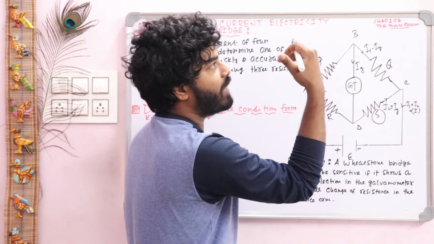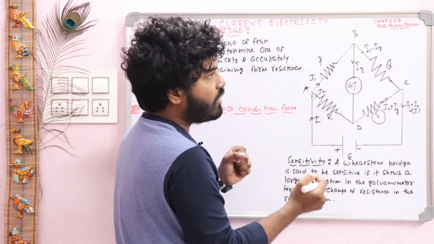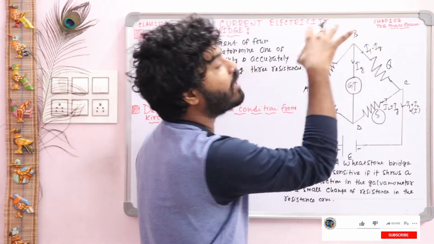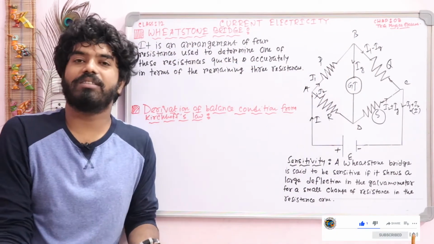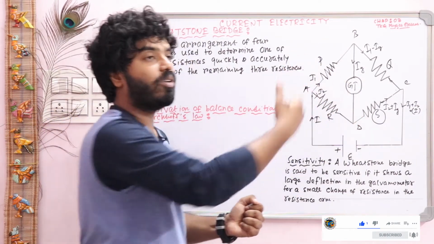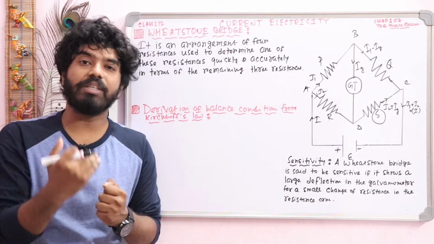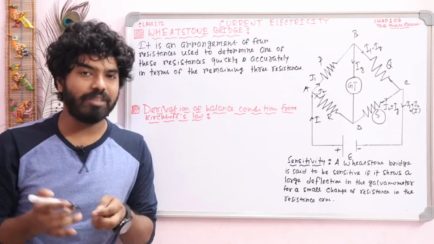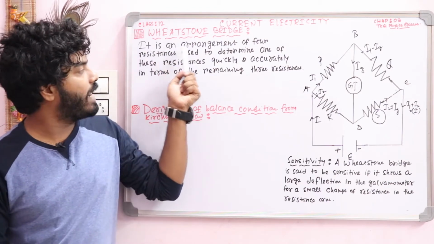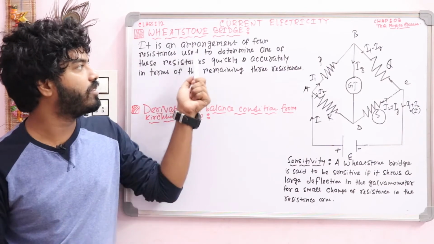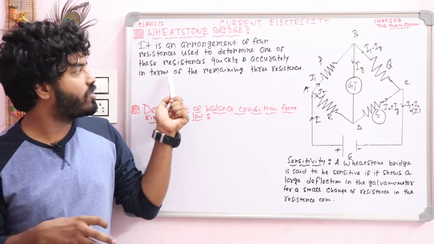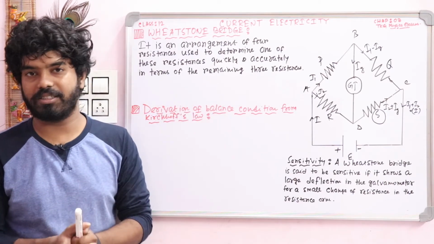In balance condition, that means the potential difference between point D and point B is equal. When potential difference is equal, that means there is no flow of current, because current always flows from higher potential to lower potential. So the main function of Wheatstone bridge, the definition of Wheatstone bridge, write it down: It is an arrangement of 4 resistances which is used to determine one of these resistances quickly and accurately in terms of the remaining resistances.